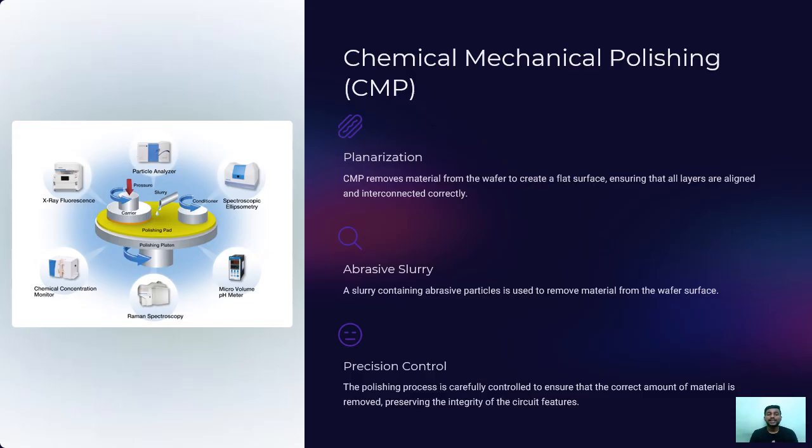Our next process is CMP, chemical mechanical polishing. Chemical mechanical polishing involves planarization, abrasive slurry, and precision control. Planarization: CMP removes material from the wafer to create a flat surface, ensuring that all layers are aligned and interconnected correctly. Abrasive slurry: a slurry containing abrasive particles is used to remove material from the wafer surface. And precision control: the polishing is carefully controlled to ensure the correct amount of material is removed, preserving the integrity of the circuit features.